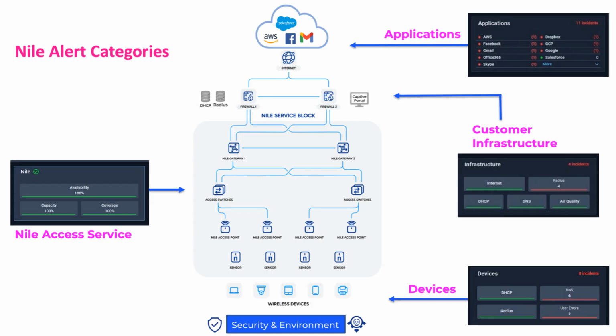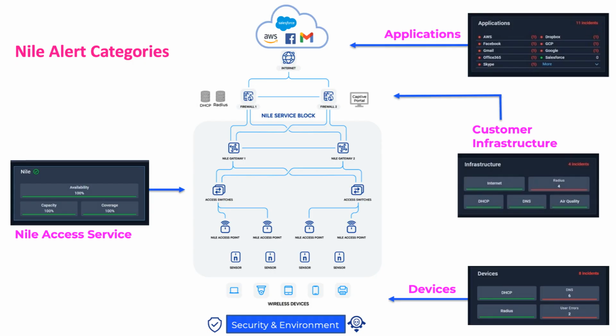Customer infrastructure is next. Here, Nile monitors your internal servers and critical services, flagging things like RADIUS server downtime, certificate expirations, or the unavailability of core services like DNS and DHCP. It even includes special factors like air quality index violations, which can signal RF interference or a noisy wireless environment.